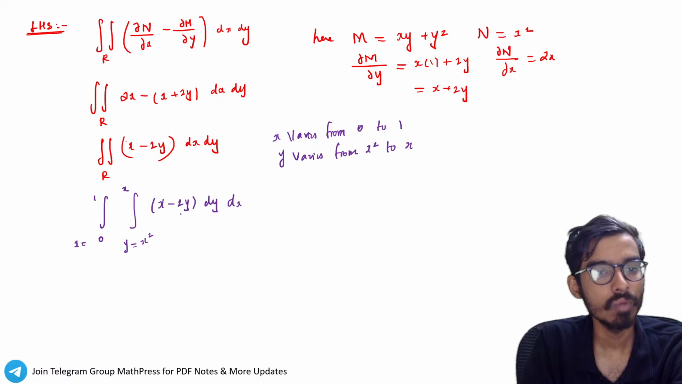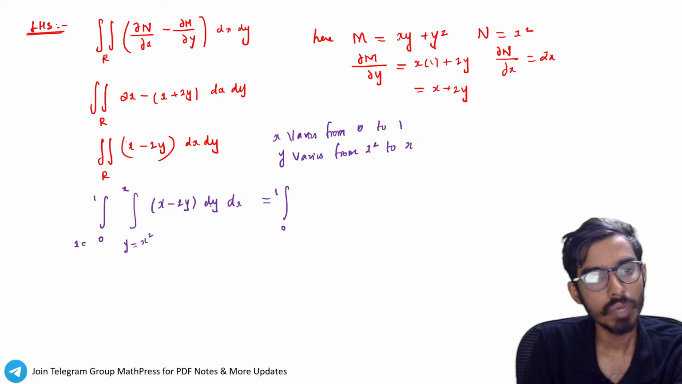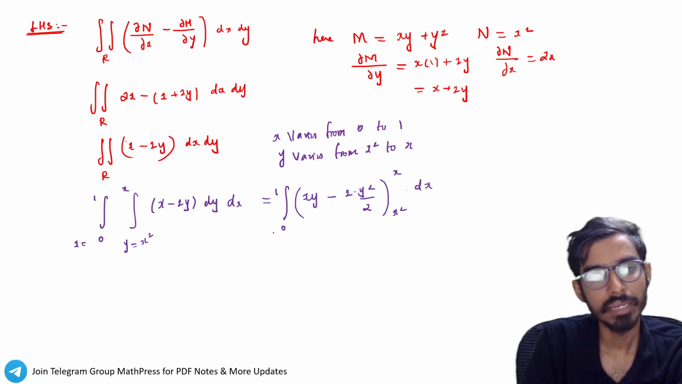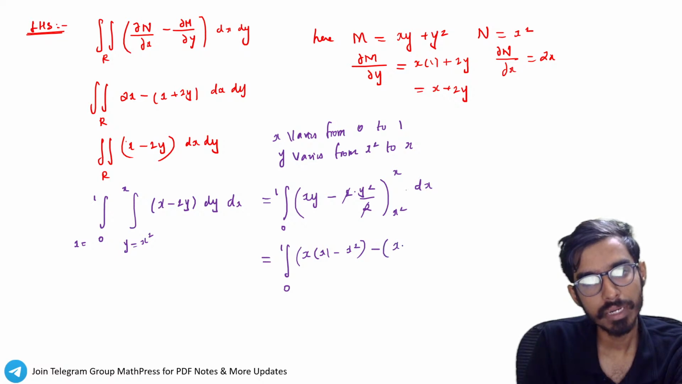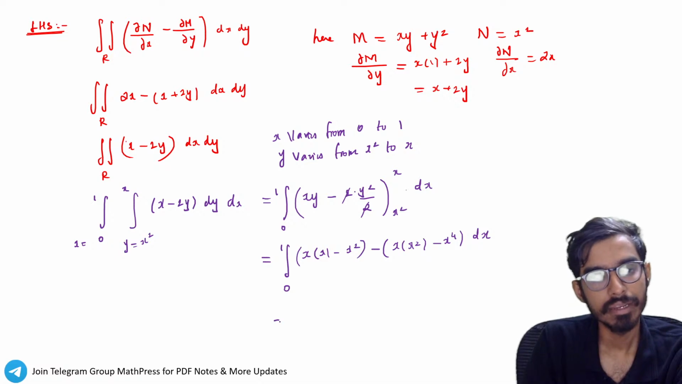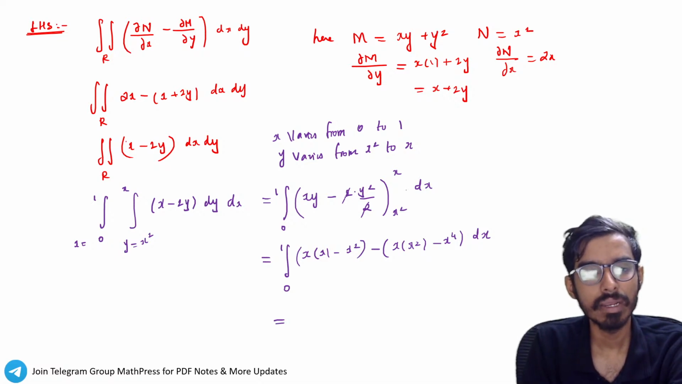So first we are applying the y limits and then the x limits. This will be the integration from 0 to 1 of xy minus 2y square by 2, from x square to x, dx, right? So you just put the upper and lower limits in place of y. The upper limit will be x into x minus x square, minus the lower limit, x into x square minus x power 4, dx, right? So just putting upper limit minus lower limit in place of y.